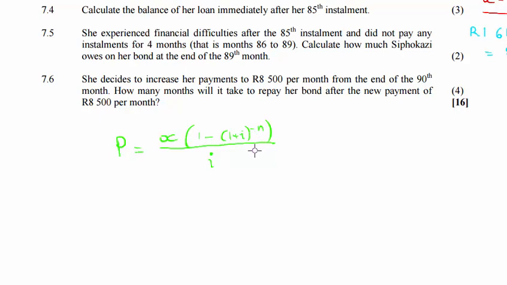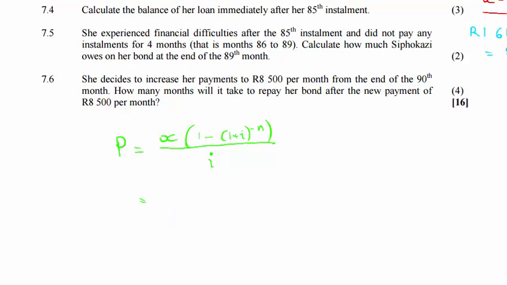N represents the number of payments left. It always represents the number of payments left. The only time it doesn't is in the future value formula, where it means the number of payments made. In this one, it's the number of payments left. So the present value is what we're trying to find.